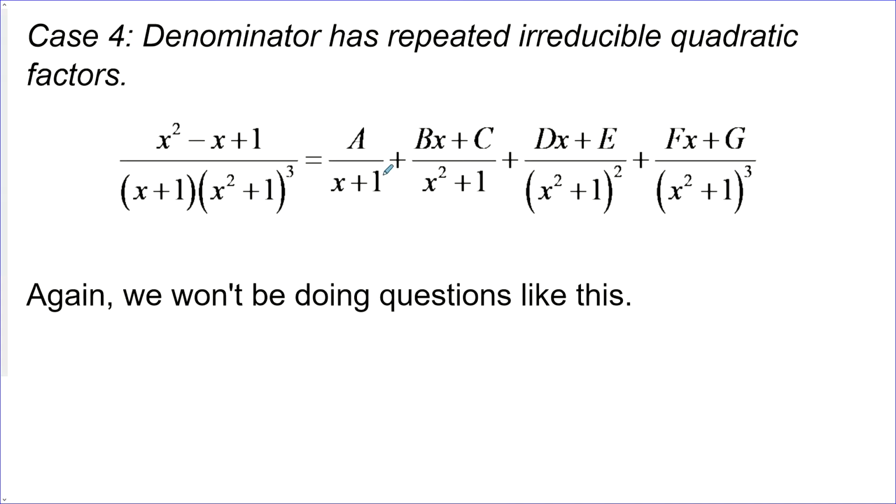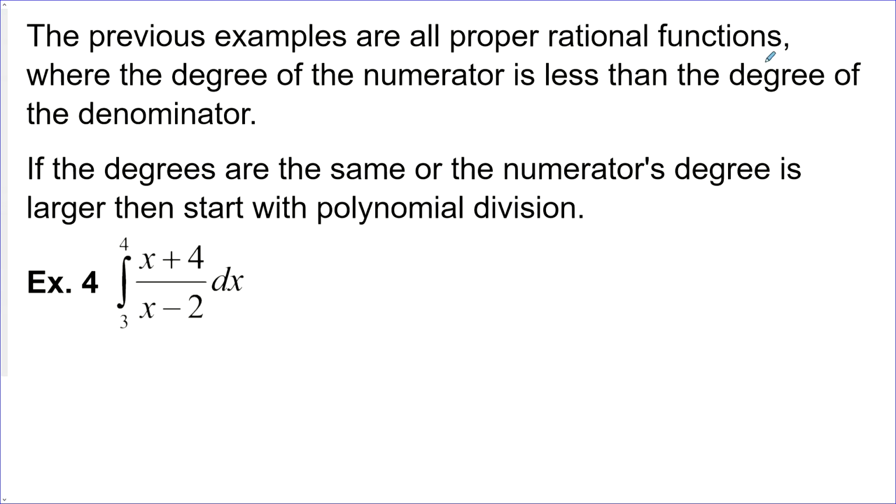Now this pattern continues if we had repeated irreducible quadratic factors. So the first one's just a linear factor, so when we break it up, then it just has a constant in the numerator. This is an irreducible quadratic factor, and it's raised to the power of 3, so we need to try it to the power of 1, to the power of 2, and to the power of 3. And since it's a quadratic, then we put a linear in the numerator. And we could solve this. It would just take a long time. It would be a linear system with 7 unknowns. All the previous examples that we have done were proper rational functions.